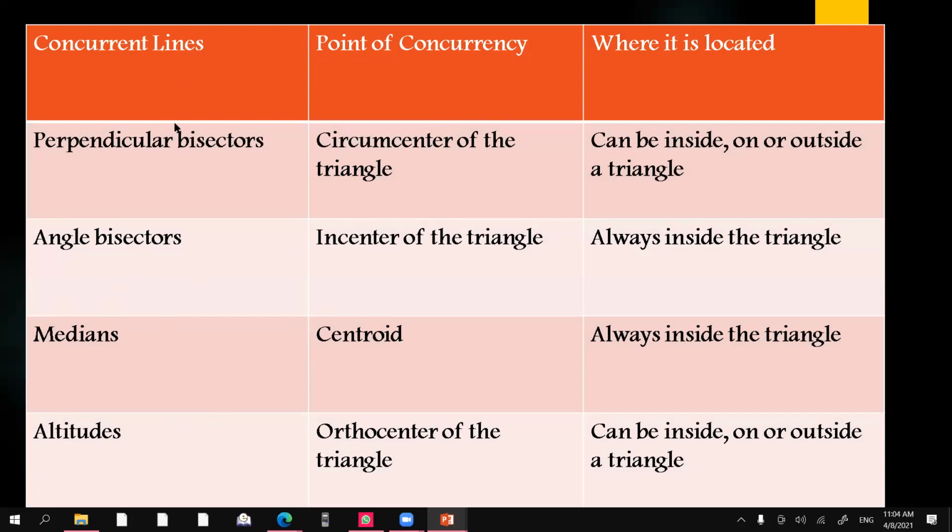Now, the perpendicular bisector could be inside or outside, and the altitude could be inside or outside. So both the perpendicular bisector and the altitude could be outside or inside a triangle. But the angle bisector and the medians are always inside the triangle. These are the differences between them. Okay, miss.